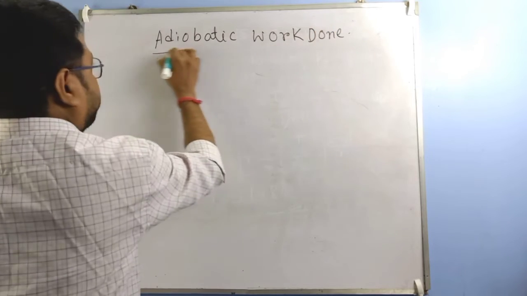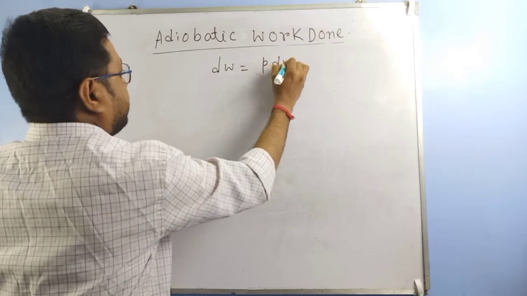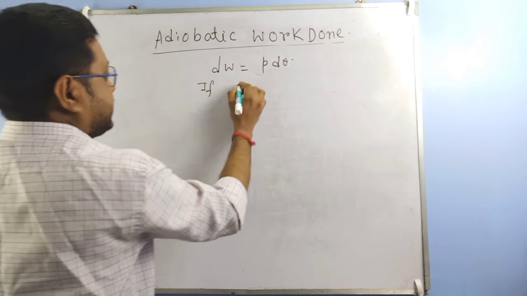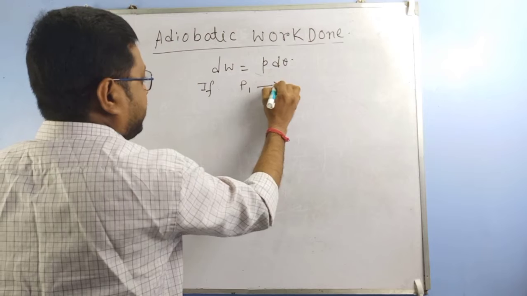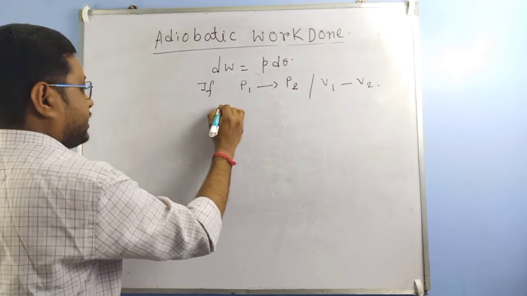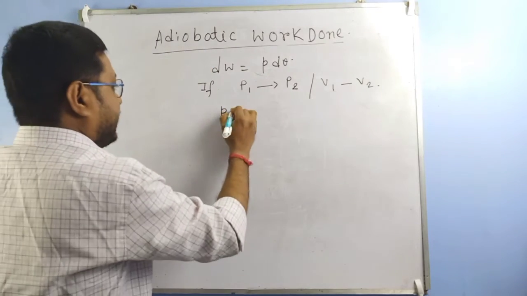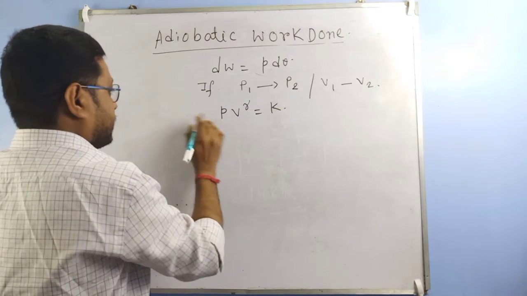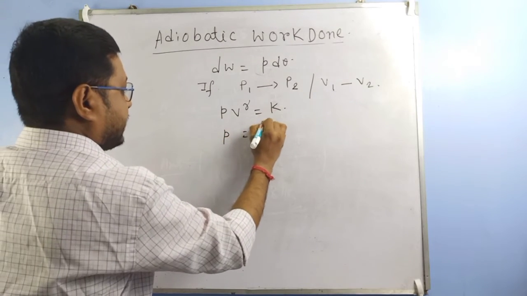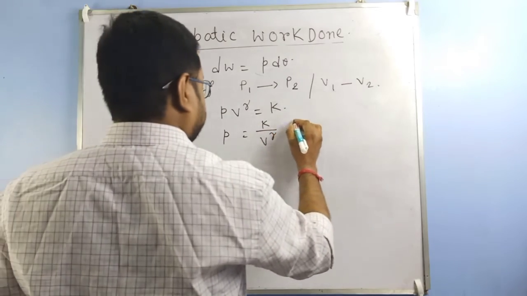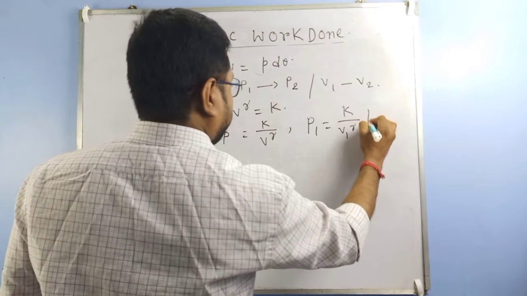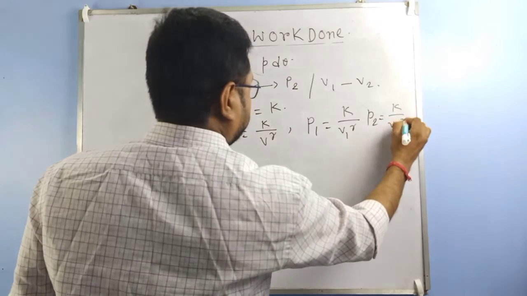Adiabatic work done is equal to P dV. Now, if pressure changes from P1 to P2 and corresponding volume changes from V1 to V2, then from the relation P V to the power gamma is equal to K, or P equal to K by V to the power gamma, we can get P1 equal to K by V1 to the power gamma and P2 equal to K by V2 to the power gamma.